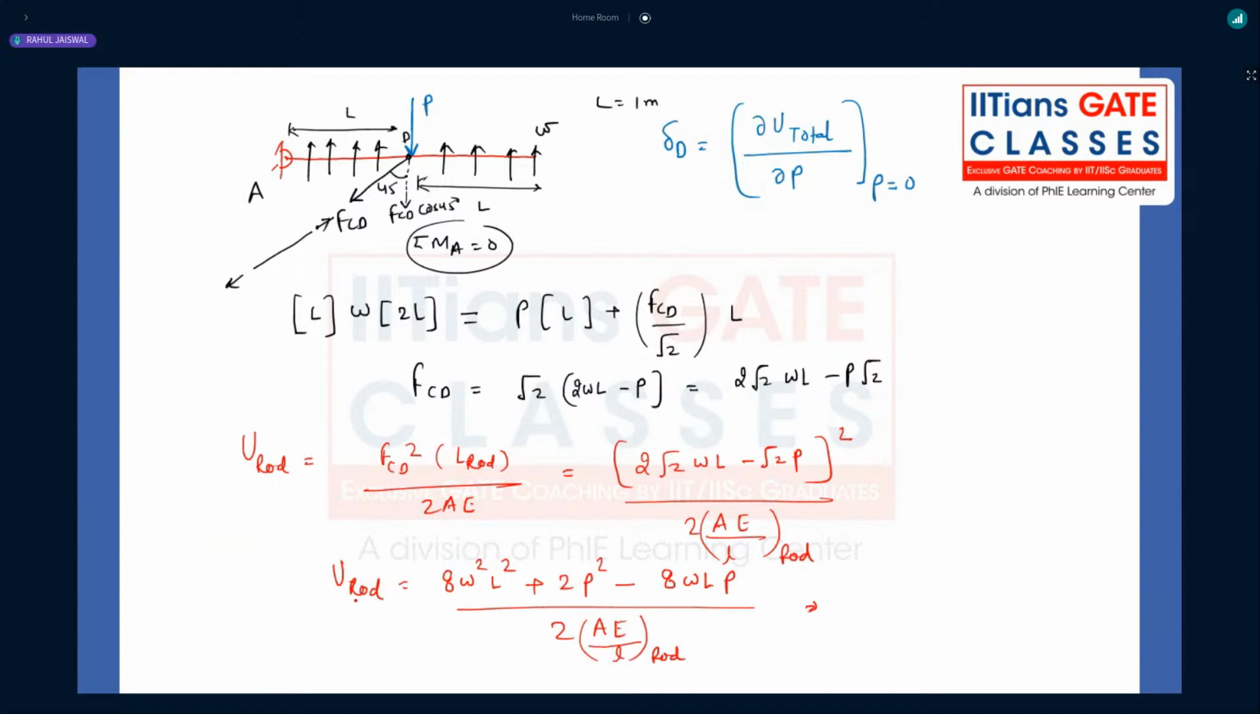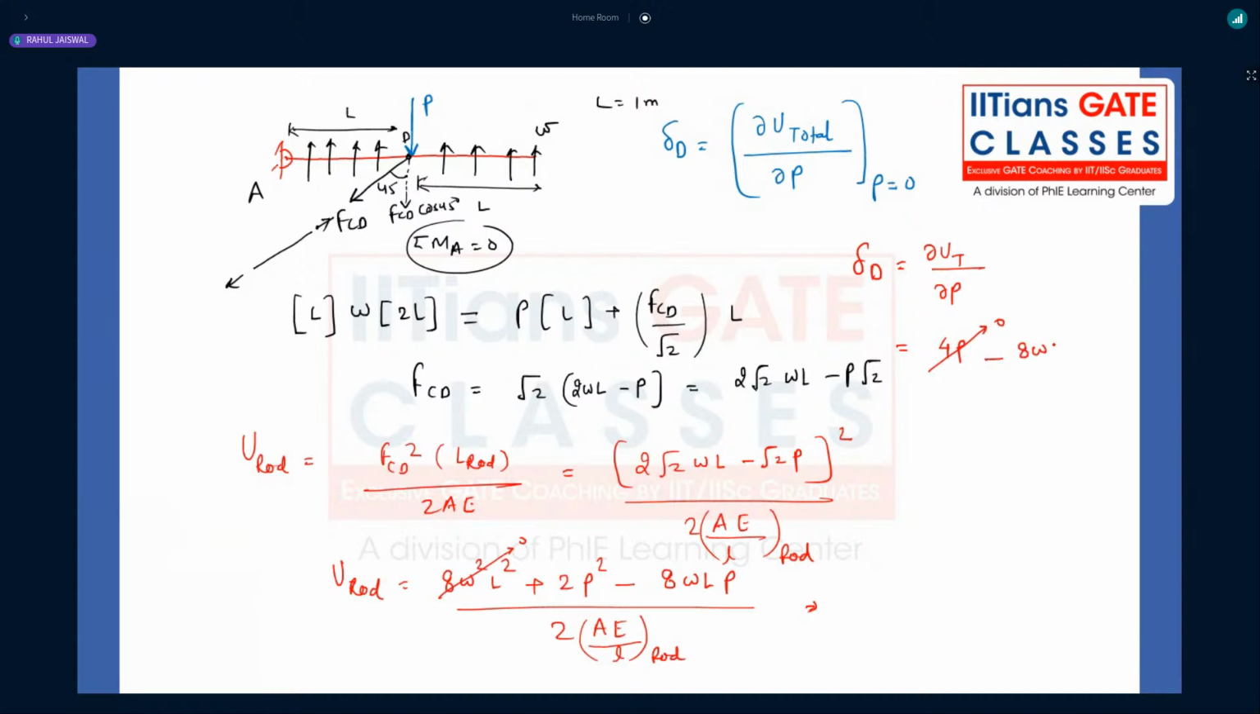Now what we have to do, we have to differentiate, right? For finding the deflection at point D, we have to differentiate with respect to the load which is acting on the point D, right? So if I just do the differentiation, dou U divided by dou P, this will be 0. 2P square, that will be 4P, right? Ultimately P will be 0, so that will also be gone.